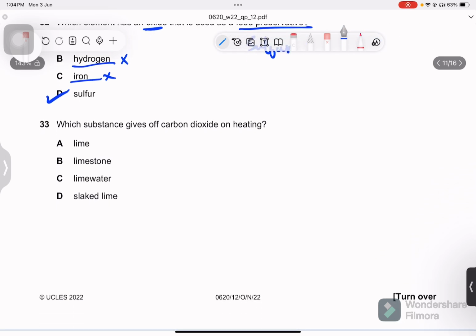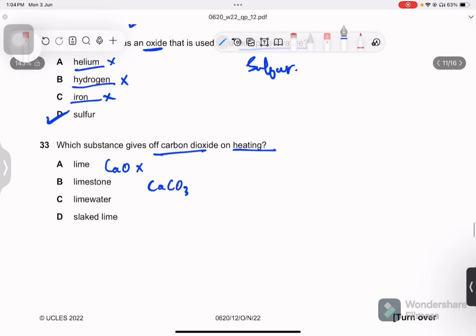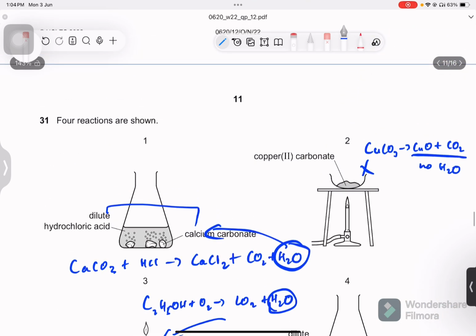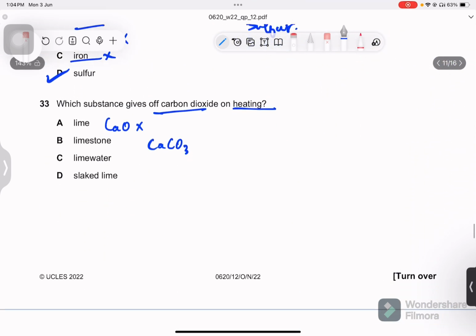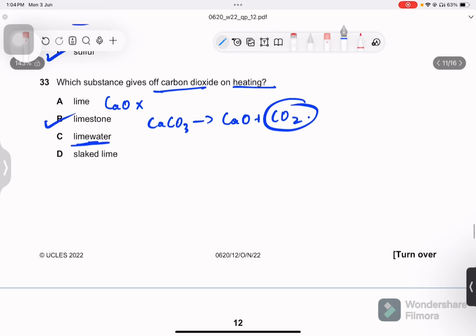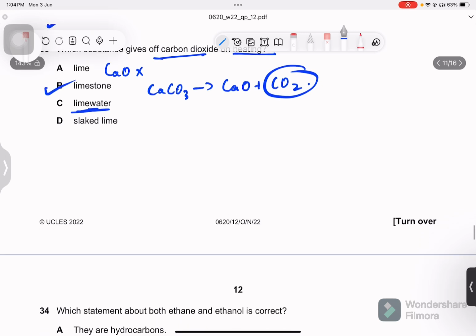Which substance gives off carbon dioxide on heating? Lime is calcium oxide. No, it does not decompose. Limestone is calcium carbonate. There is so much repeating in the questions themselves. Carbonates, whenever they're heated, form calcium oxide plus carbon dioxide. So this is correct. Lime water is the test for carbon dioxide, and slaked lime, as we saw in the previous question, is calcium hydroxide, so no carbon dioxide.